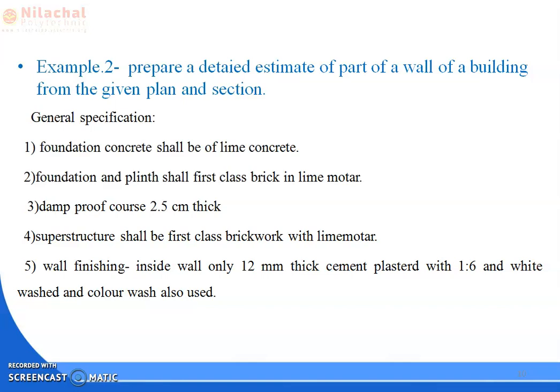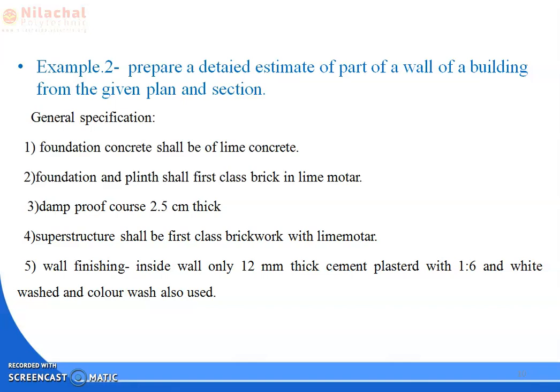color wash also used. Here the general specification gives the foundation, which may be cement concrete or lime concrete, but in this case only lime concrete is used in the foundation. Then the foundation plinth shall be provided with first class brickwork with lime mortar. Okay. So then the damp proof course thickness is given as 2.5 cm.